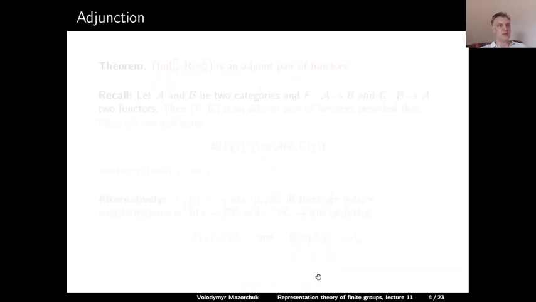And as was promised in the previous lecture, the main theorem for today is the following statement: the pair of induction from H to G and restriction from G to H is an adjoint pair of functors. So in other words, as usual, induction is left adjoint to restriction. So let's recall what it actually means in detail.